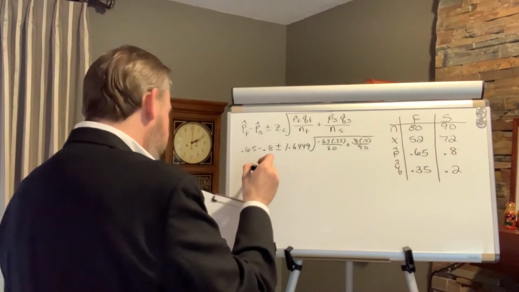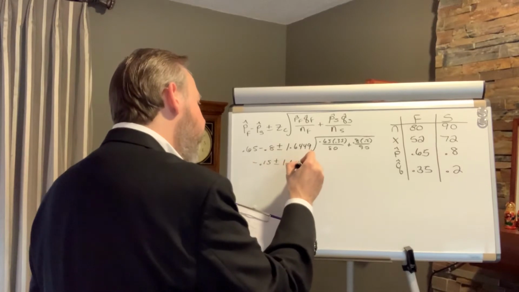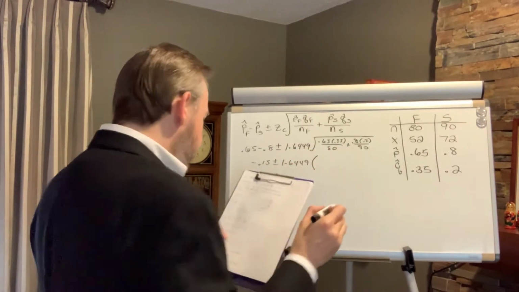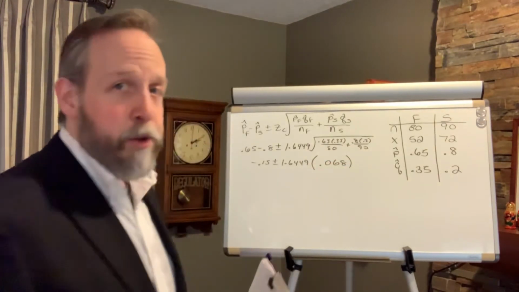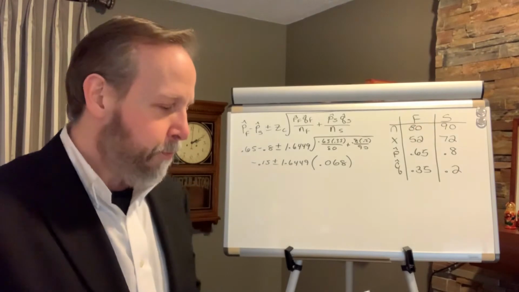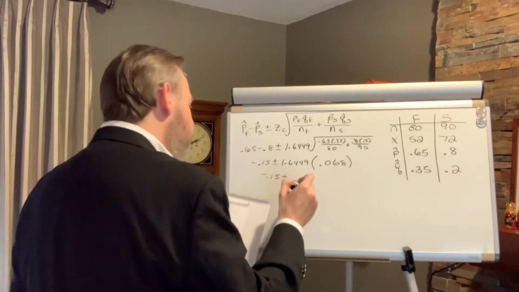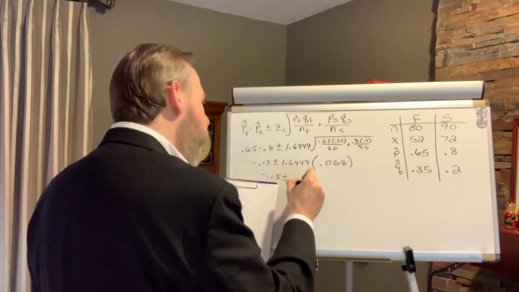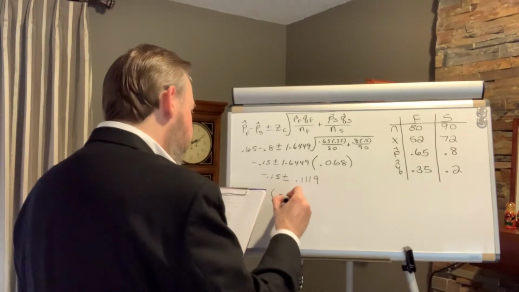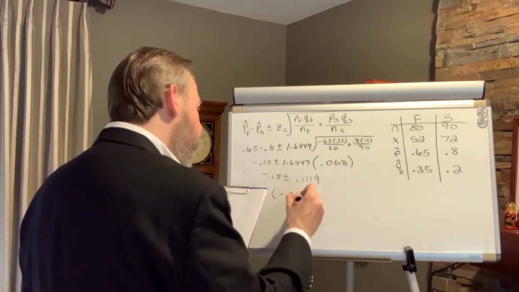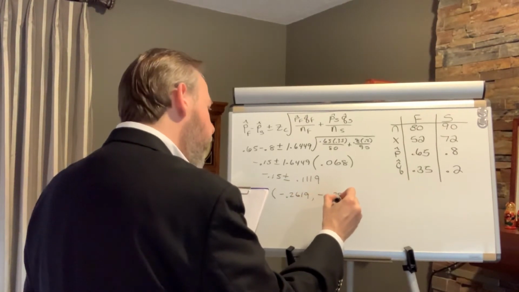If you continue the evaluation here, that's negative 0.15 plus or minus 1.6449 times the standard error, which turns out to round as 0.068. When you rounded it to 4, actually rounded off to 3. That gives us negative 0.15 plus or minus our margin of error, which is 0.1119. When you subtract and add, you get an interval of negative 0.2619 to negative 0.0381.